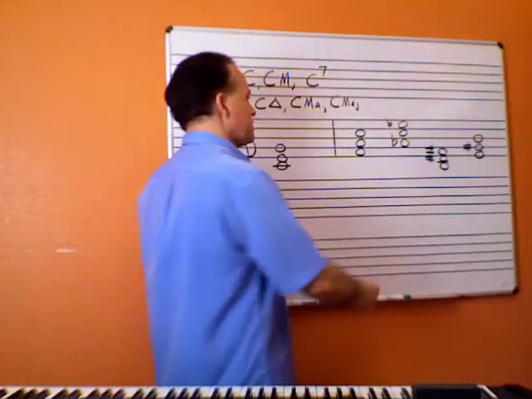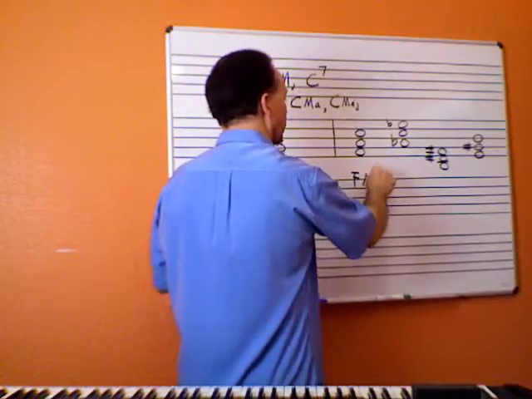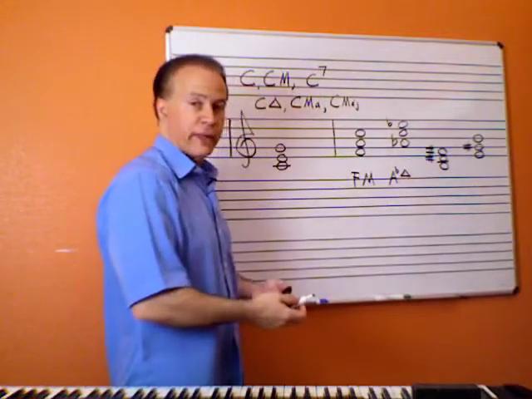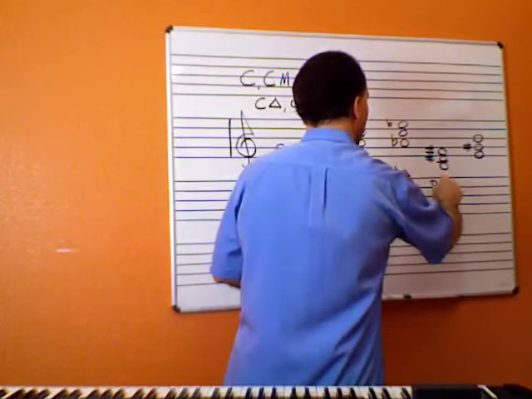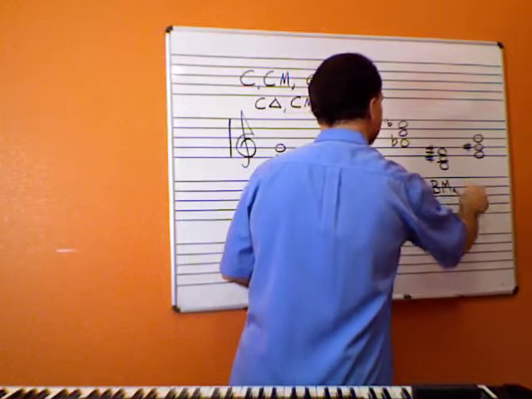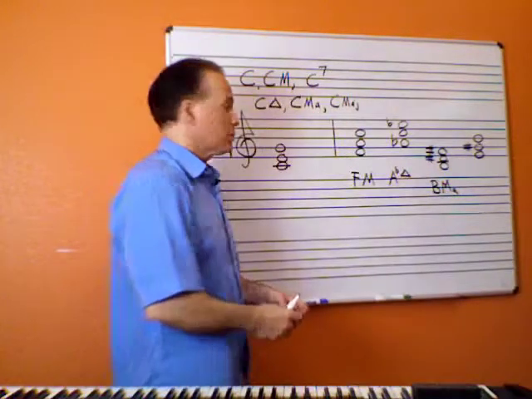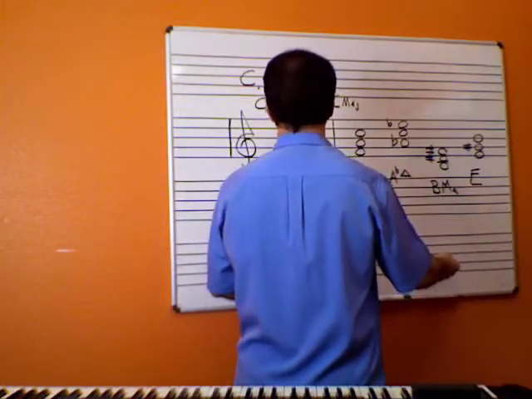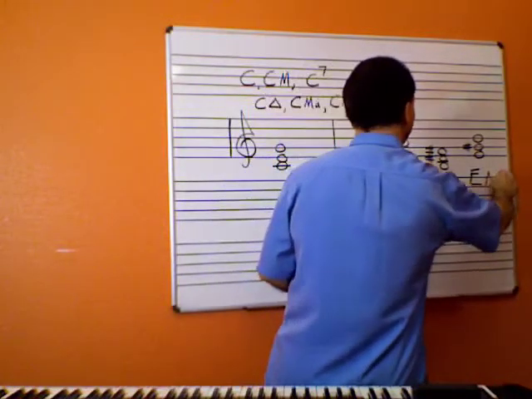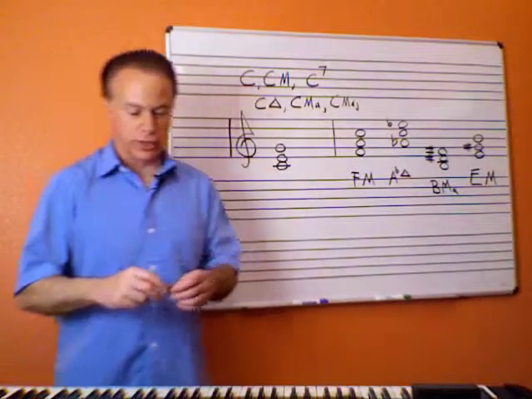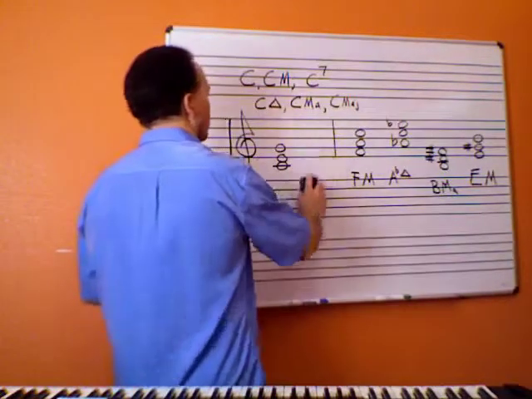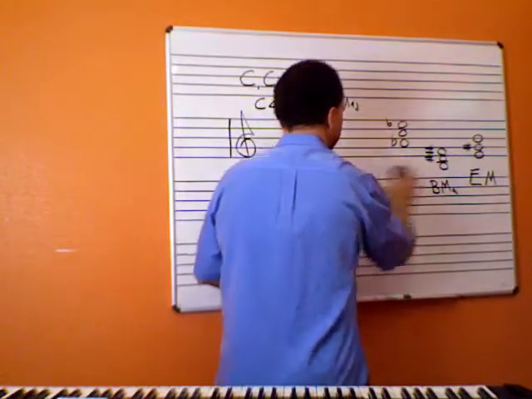There's some symbols you might see with this. F major might look like that. A flat triangle, that might be an A flat major triad. B, MA, that's for a B major triad. And possibly E, let's see, what do we have left? Large M, that's E major triad. So now go to the next main type of triad.